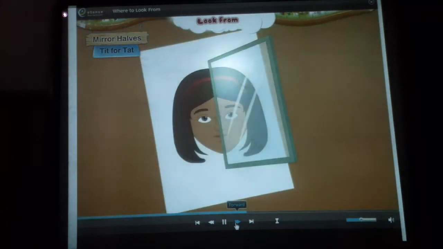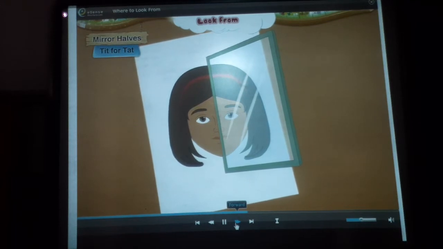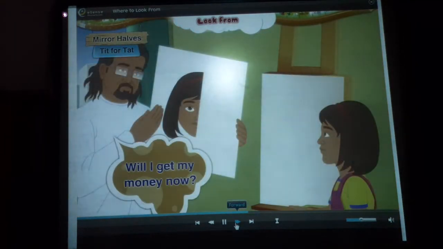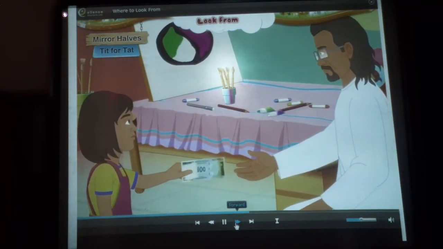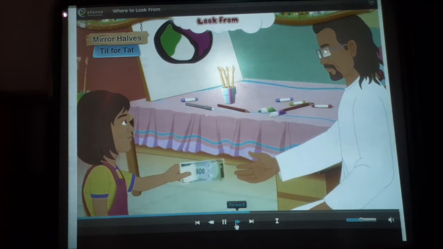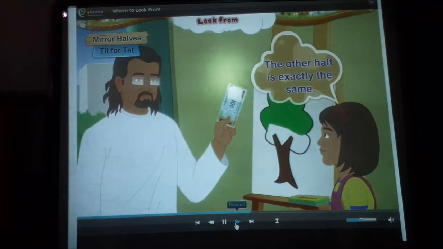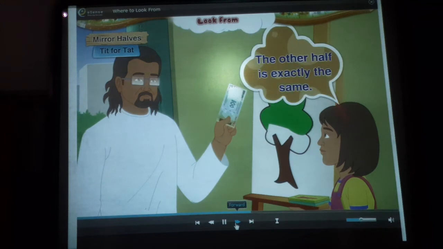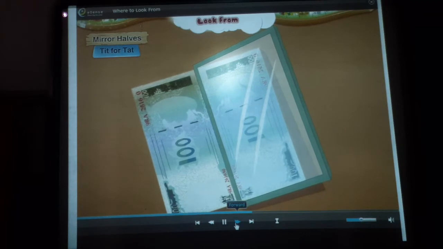So to get the complete picture, keep a mirror next to it. Will I get my money now? Amina gave him a 100 rupee note. But this is only half the amount. The other half is exactly the same. So to get the full amount, place a mirror next to the note.